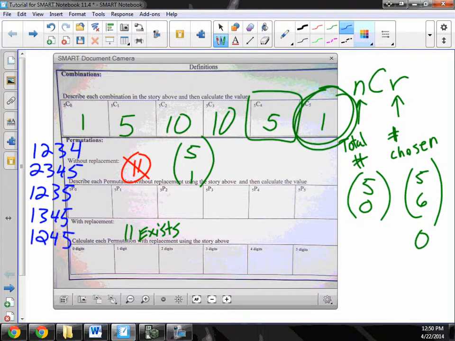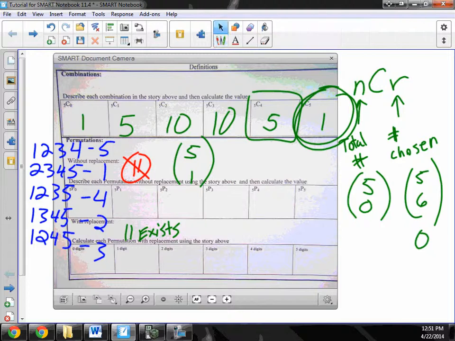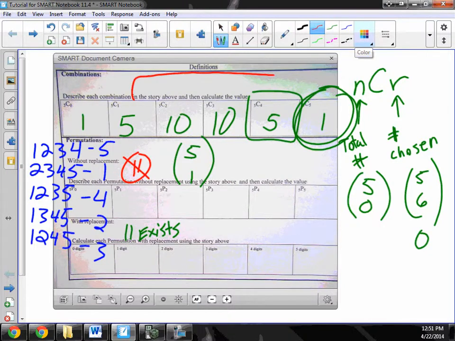Okay. Do you notice anything interesting about this list? Well, one of them is missing a 1, right? This one is missing a 1. This is missing a 5, a 4, a 2, and a 3. So, why are these 2 the same?